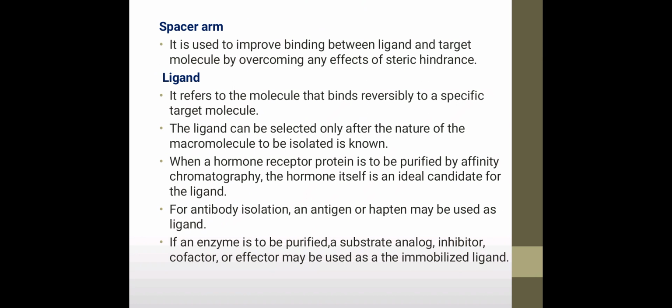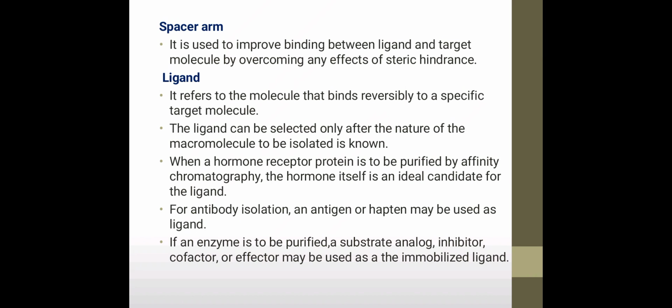And the next important component used in this chromatographic technique is the spacer arm. It is used to improve the binding between the ligand and the target molecule by overcoming any effect of steric hindrance. So this spacer arm will improve the binding between the ligand and the analyte which has to be separated. The third important component is the ligand.